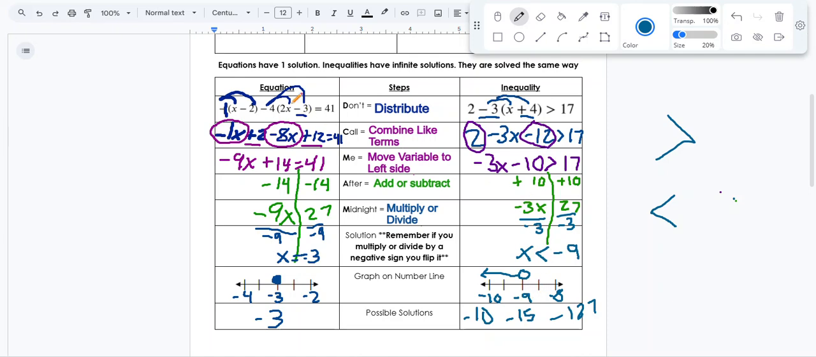Okay, so that's how you solve a multi-step equation and or a multi-step inequality. Just remember the steps, don't call me after midnight, and you'll be able to solve either one of them. Just remember the special rule, if you multiply or divide by a negative sign and you're solving an inequality, you have to flip the inequality sign. If you want to know why, I have a video of that on my YouTube channel, or you can ask me in class.